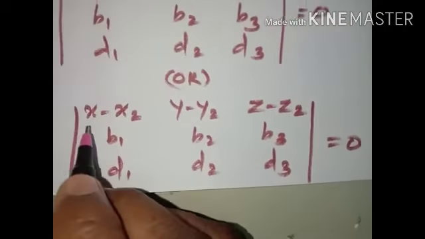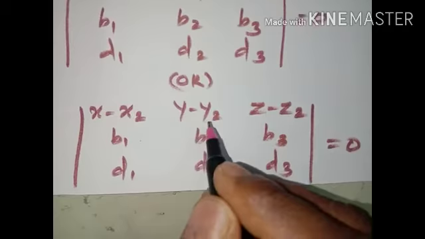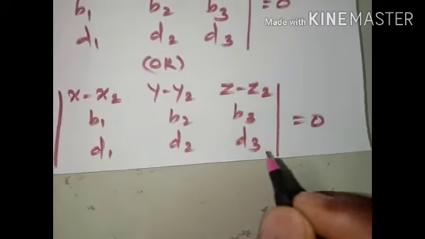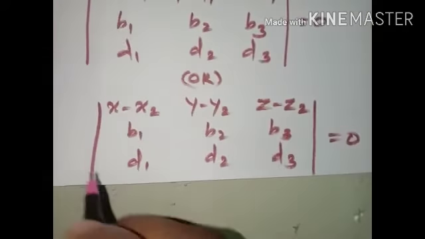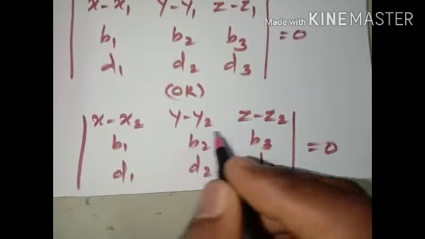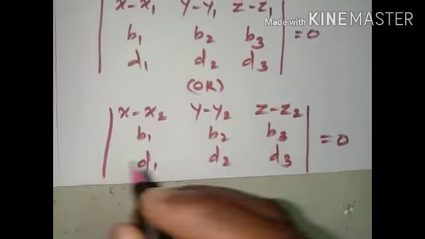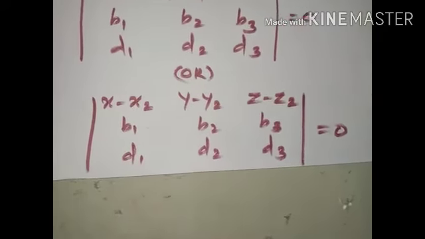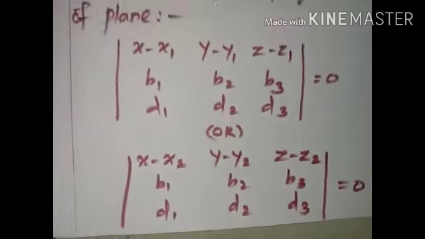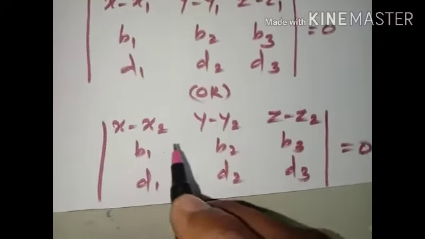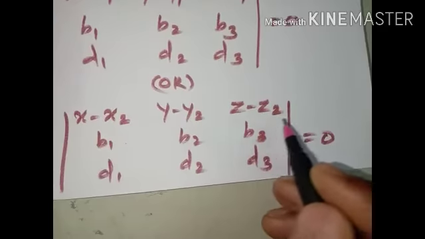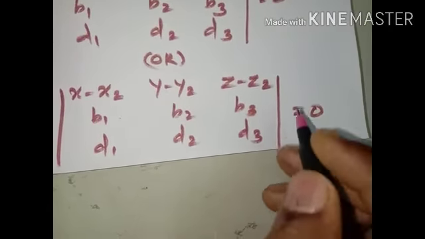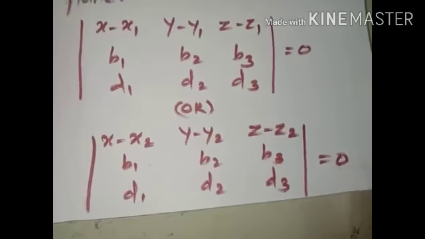Or the determinant of x minus x2, y minus y2, z minus z2, b1, b2, b3, d1, d2, d3 equal to 0. Here x2, y2, z2 is a point, and b1, b2, b3, d1, d2, d3 are vectors. Therefore, the determinant of x minus x2, y minus y2, z minus z2, b1, b2, b3, d1, d2, d3 equals 0. So, a very important formula.